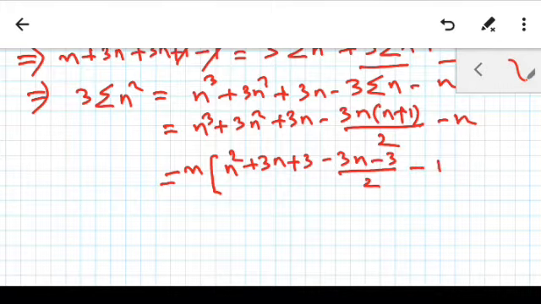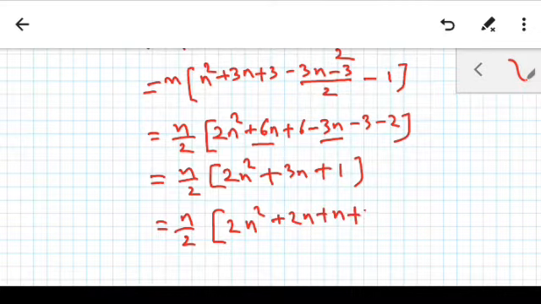Here this one will be equal to n by 2. Then again, I have 2n square plus 6n minus 3n, which will be 3n. Then 6 minus 3 minus 2, which is plus 1. Then I have to split it. n by 2 into 2n square plus 2n plus n plus 1.